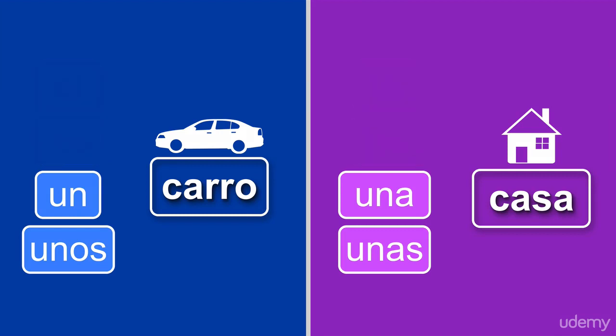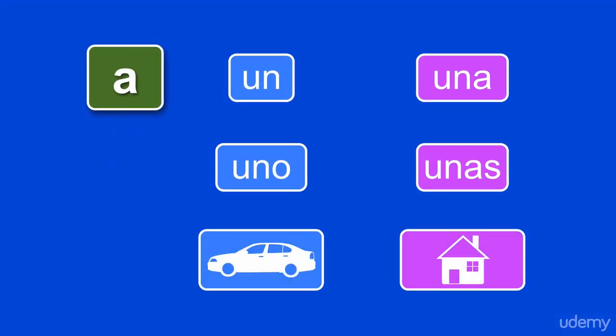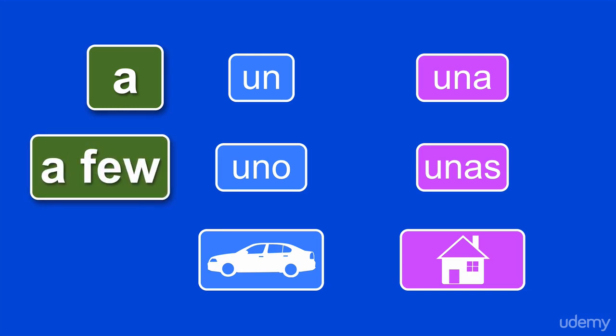Let's look at the other four articles. The ones on the top translate to a, and the ones on the bottom translate to a few. Un carro would translate to a car. Unos carros would translate to a few cars. Una casa would translate to a house. And unas casas would translate to a few houses.